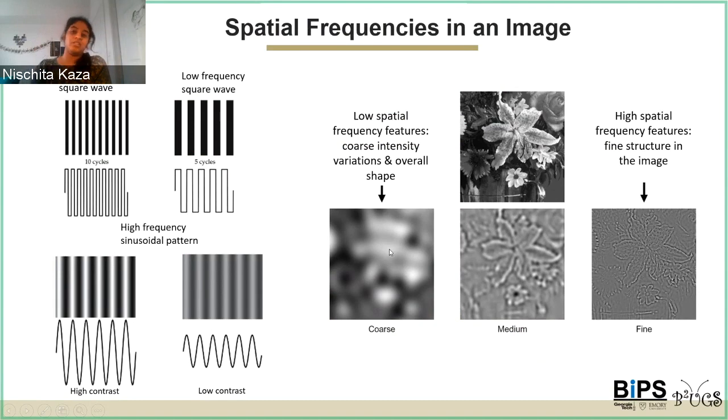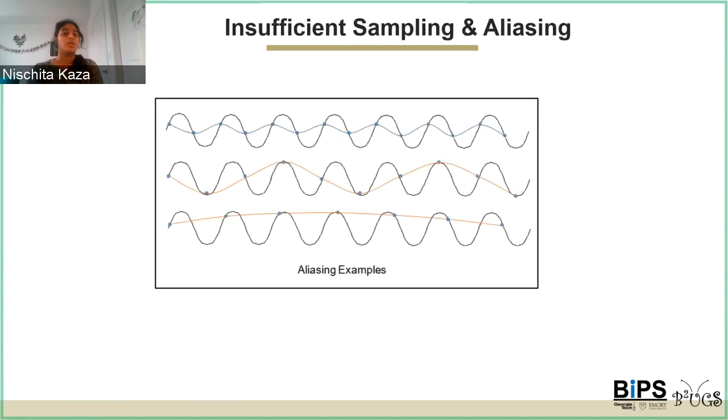So this is essentially what the spatial frequencies in an image refer to. Now let's see what happens if we don't sample enough and how different spatial frequencies might be affected. The result of insufficient sampling is essentially known as aliasing. And to get a sense, we can just look at this in 1D.